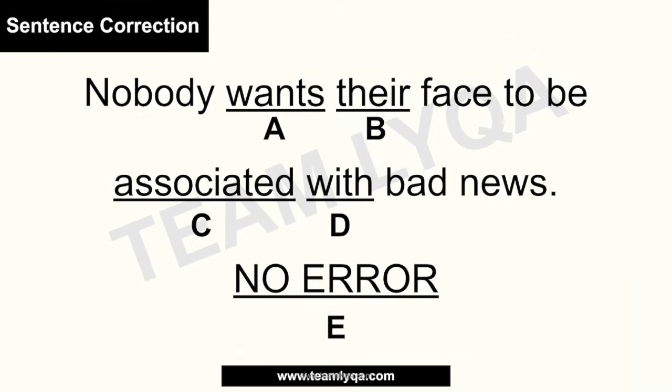Now, ang mali dito would be this, kasi nobody yung clue word natin. At dahil nobody yan, this right here, itong pronoun na there, has to be singular. Okay? At dahil singular siya, it has to be his or her. Nobody wants his or her face to be associated with bad news. Hindi there. But again, most people didn't spot that kasi nasasanayan na natin yung mali. So again, be very careful with yung pronoun-antecedent agreement.